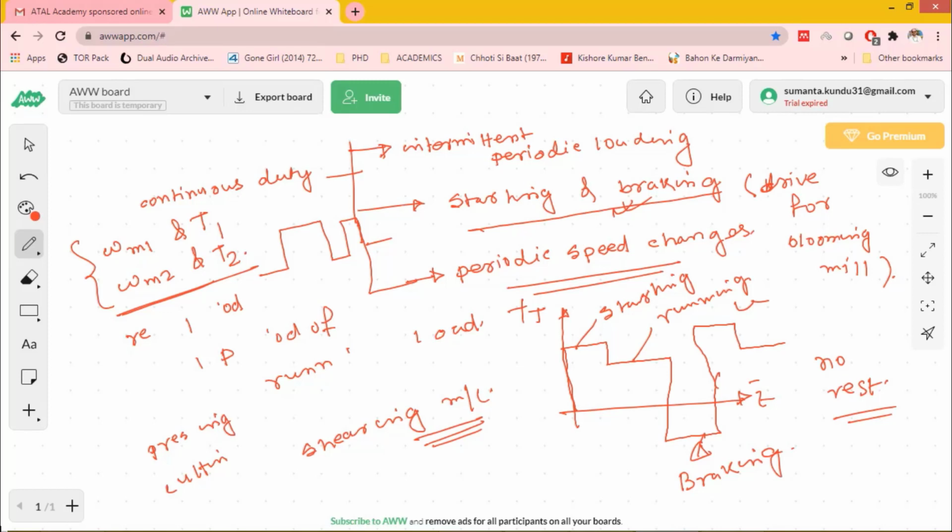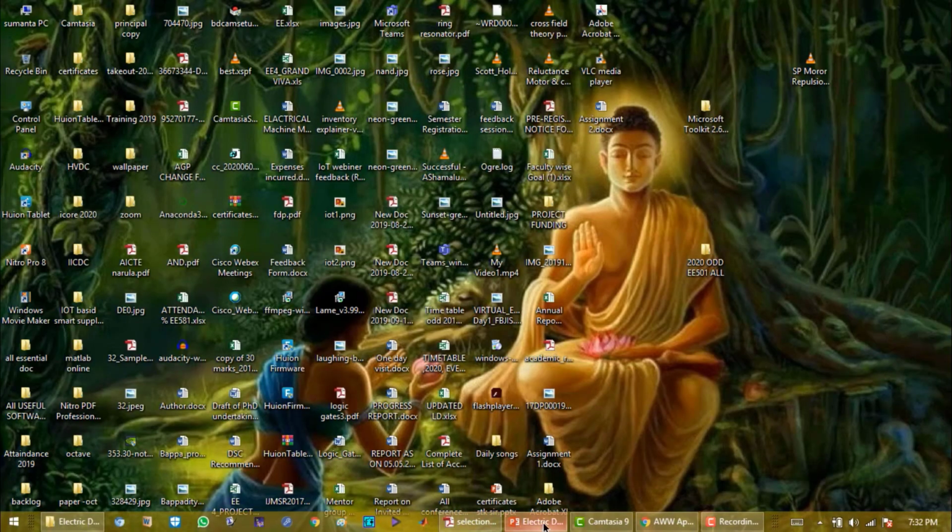So this is all about the classification of duty. In our next class, I will start the determination of motor rating for continuous duty, fluctuating loads, short time and intermittent duty, and then we will calculate the equivalent current, torque and power methods for fluctuating and intermittent loads. So this will be my aim for the next class.